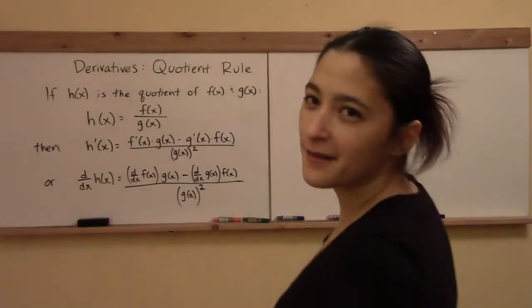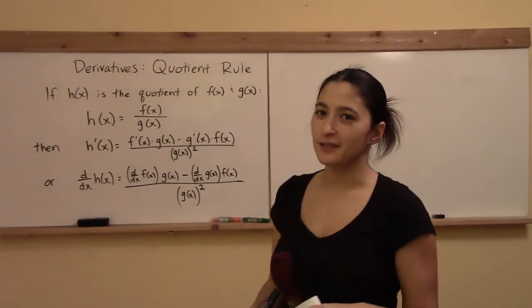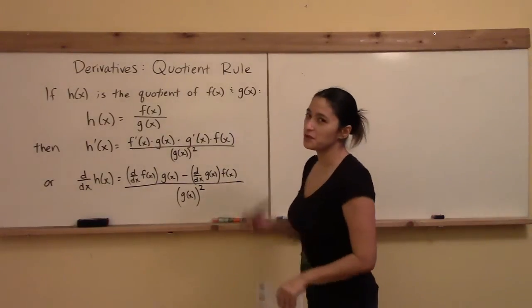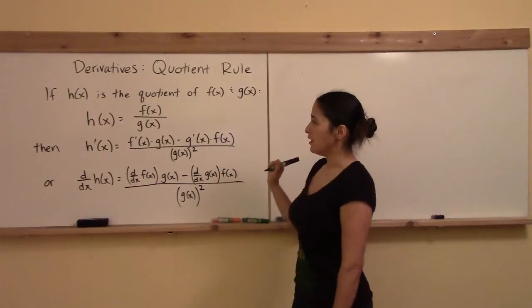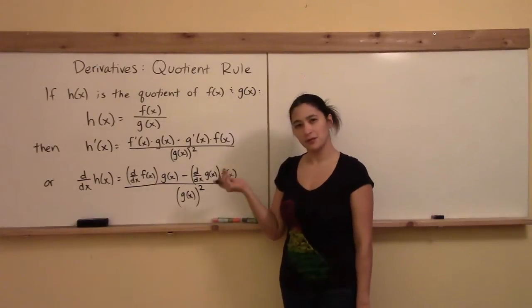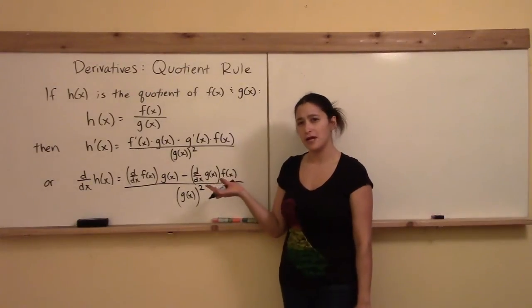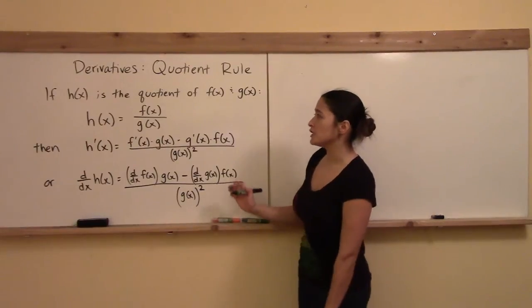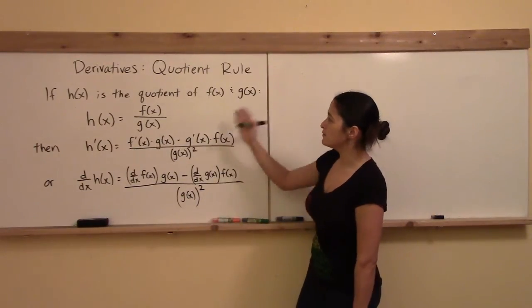Moving right along, in this video we're going to learn how to take the derivative of the quotient of two functions. You need a new rule called the quotient rule. Do you guys remember what a quotient is? Kind of like in the case of rational functions being the quotient of two polynomials. A quotient is a ratio of two different functions.